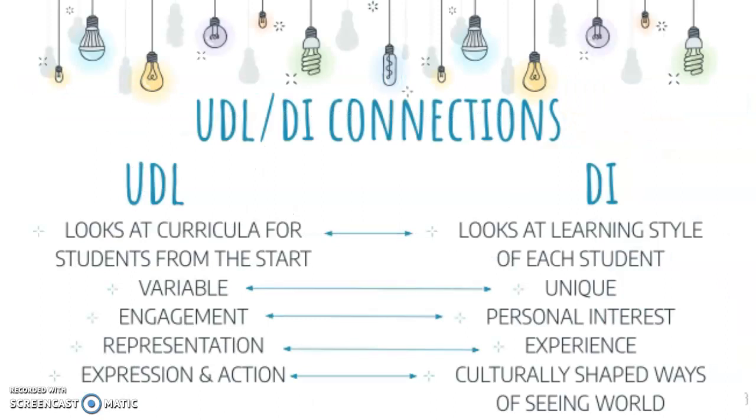Differentiated instruction and universal design for learning have many connections. Some things may look similar, while others look a little bit different. UDL looks at curricula for students from the start. DI looks at learning styles of each student. They often use kind of the same language, but they're often called different things in both aspects. In UDL, we look at variable, where in DI we see unique.